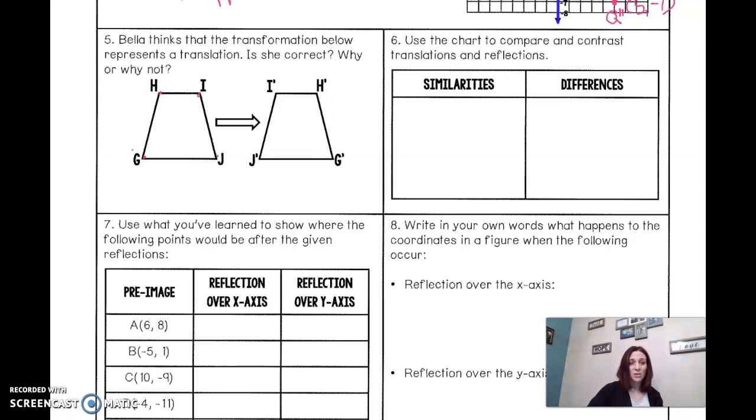And so if I look, G, H, I, J, it's going in a clockwise direction. Now, if I do the corresponding G prime, H prime, I prime, J prime, notice that my direction is now counterclockwise. So it can't be a translation because a translation preserves orientation. So is this a translation? No.